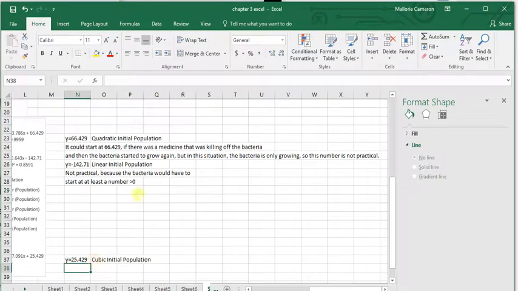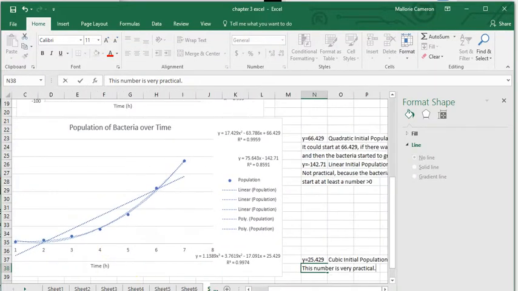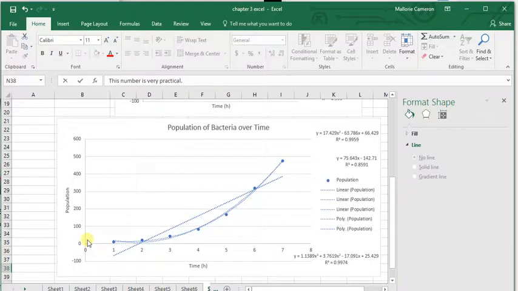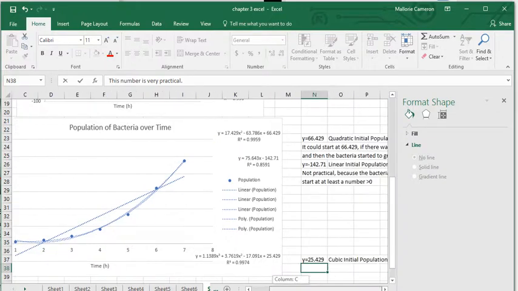And then 25.49, this number is very practical. Okay, and why is it practical? If we look over here, because then it will grow. Okay, it's the lowest, so there's not like a huge fluctuation there. So even if it dropped a little bit, that's still okay. It's still going to increase over time.